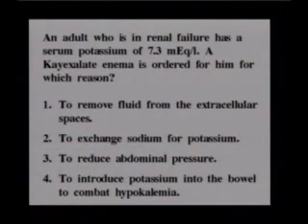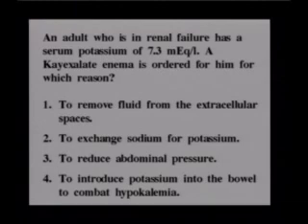Now let's do some questions. An adult who is in renal failure has a serum potassium of 7.3 milliequivalents per liter. A Kayexalate is ordered for him for which reason? Number 1, to remove fluid from the extracellular spaces. Number 2, to exchange sodium for potassium. Number 3, to reduce abdominal pressure. And number 4, to introduce potassium into the bowel to combat hypokalemia.